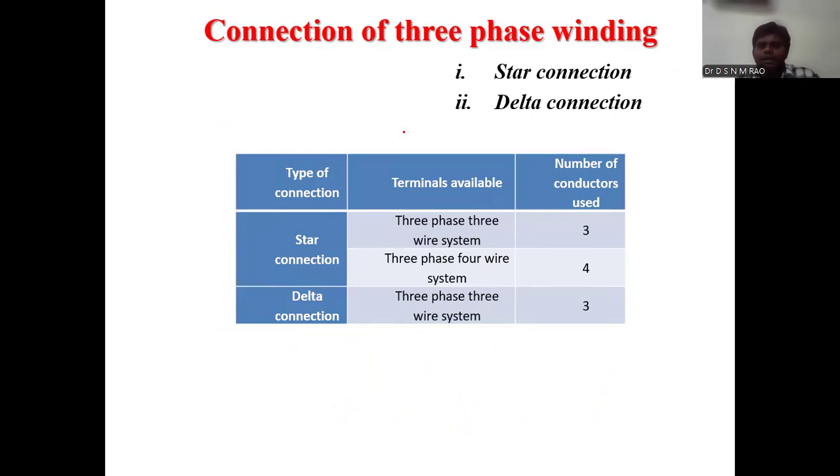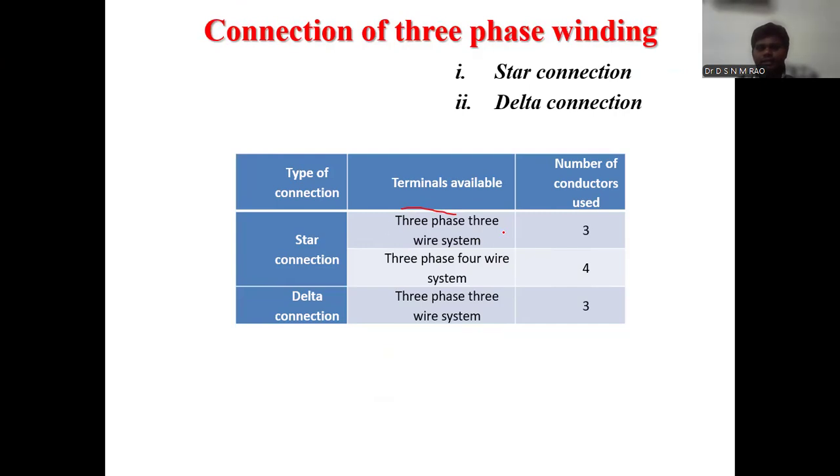Again, the star connected system will be subdivided into groups based on the type of connection, terminals available, and the number of conductors required. So the star connected system is further divided into two types: three-phase three-wire system and three-phase four-wire system.